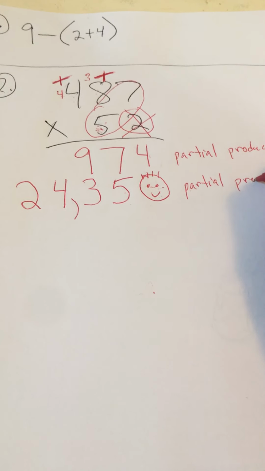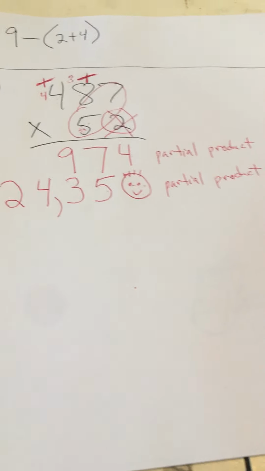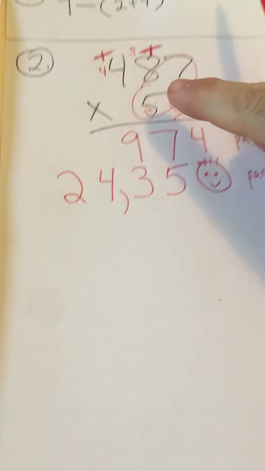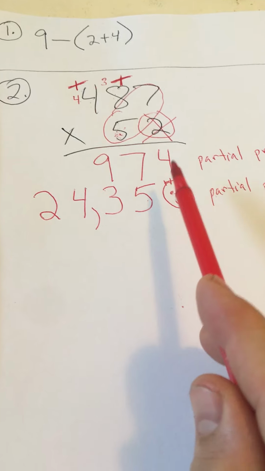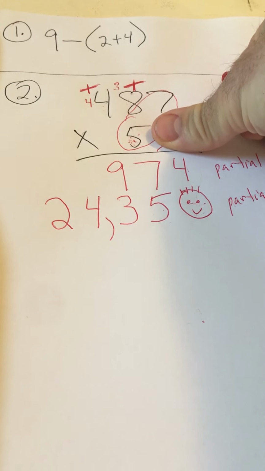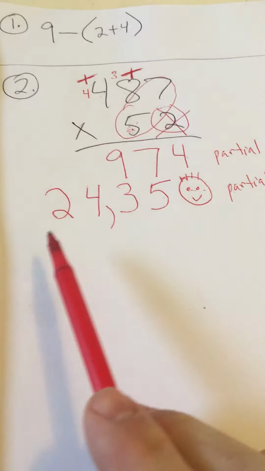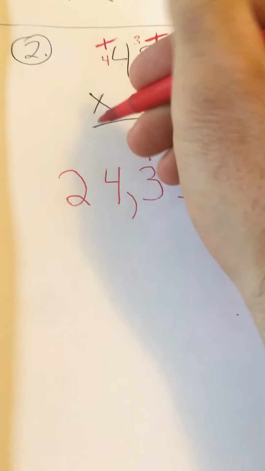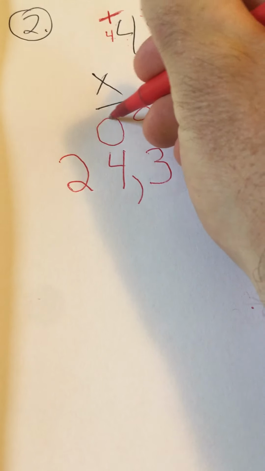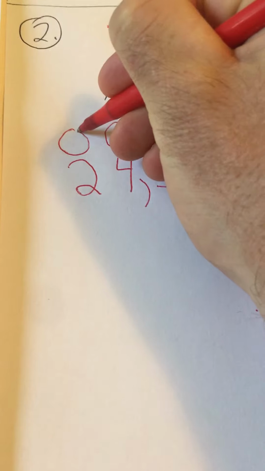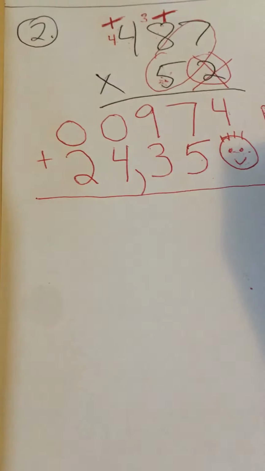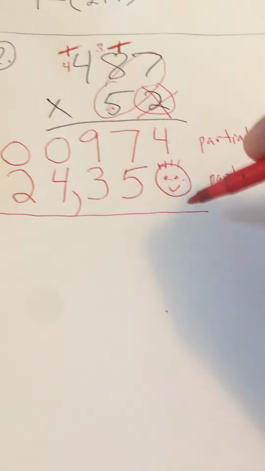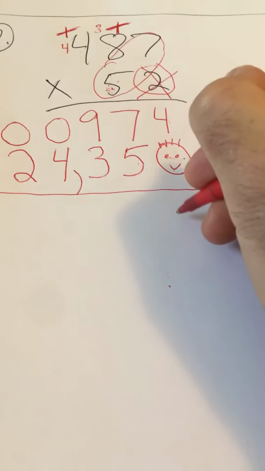Both of those are not the answer yet. Those are part of the product. Okay, so we did 487 times 2, and that was 974. Then we did 487 times 50, which got us to 24,350. So what's really important is you have nothing here and nothing here. So be careful when you're adding that you only have 2 partial products or 2 digits in each column here. Okay, now we just add the 2 partial products together, and that'll give us the full product.